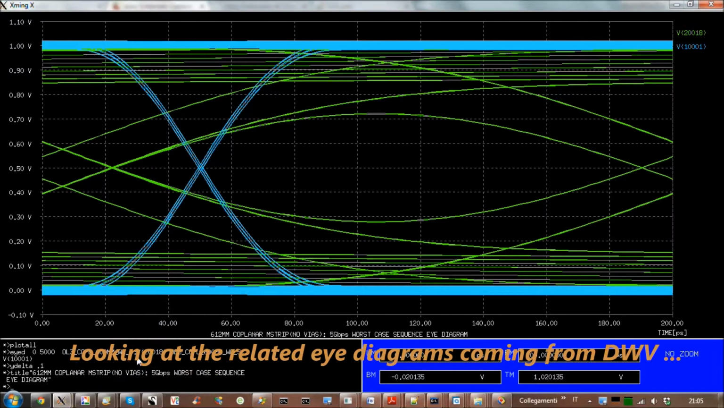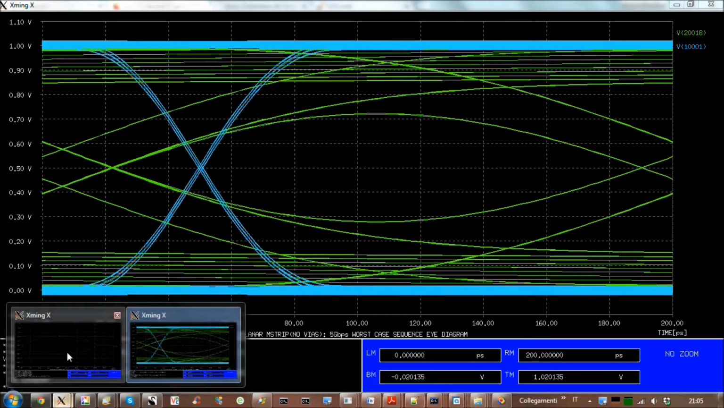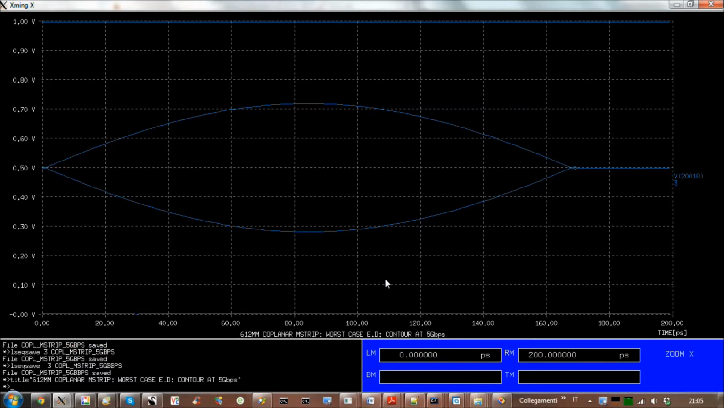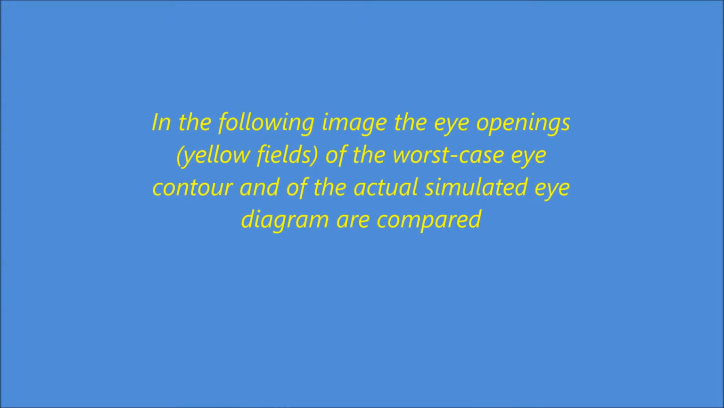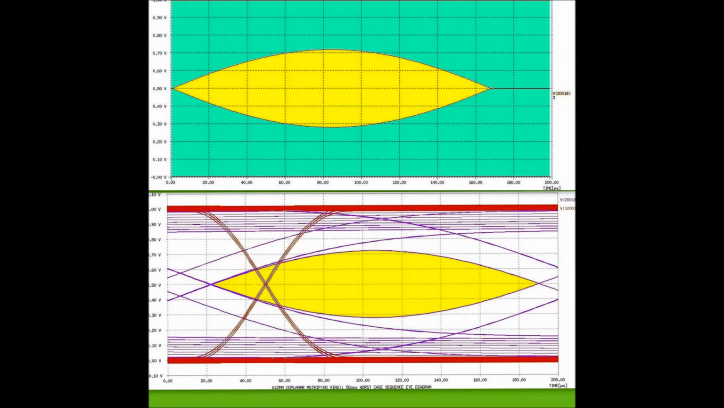Looking at the related eye diagrams coming from the digital wave viewer. Switching back to the worst case by contour previously calculated by DWV. In the following image, the eye openings, yellow fields, of the worst case by contour and of the actual simulated eye diagram are compared.